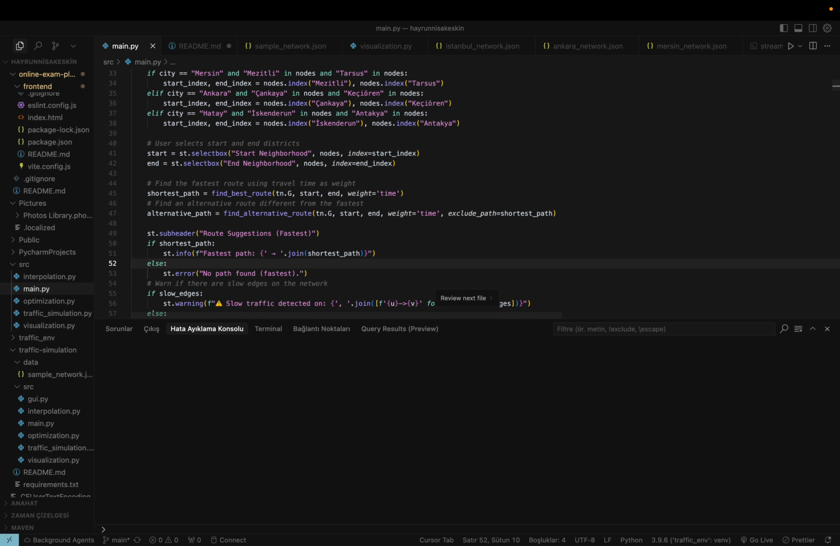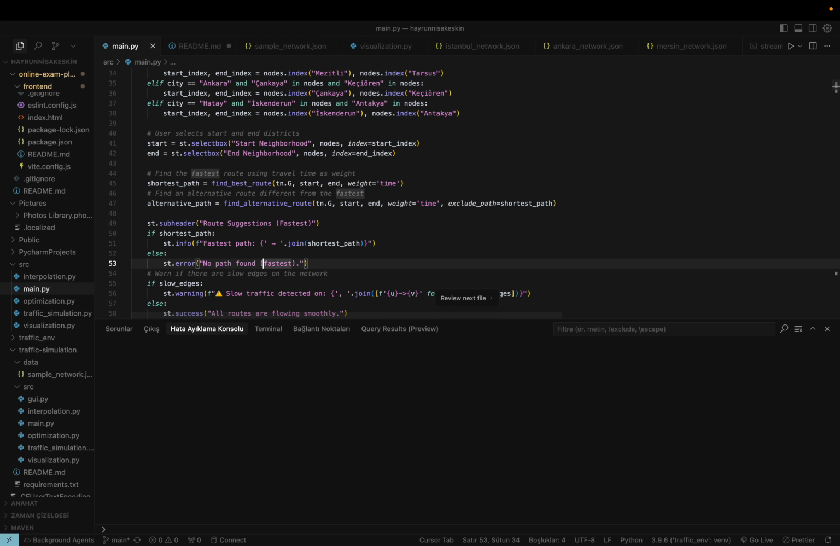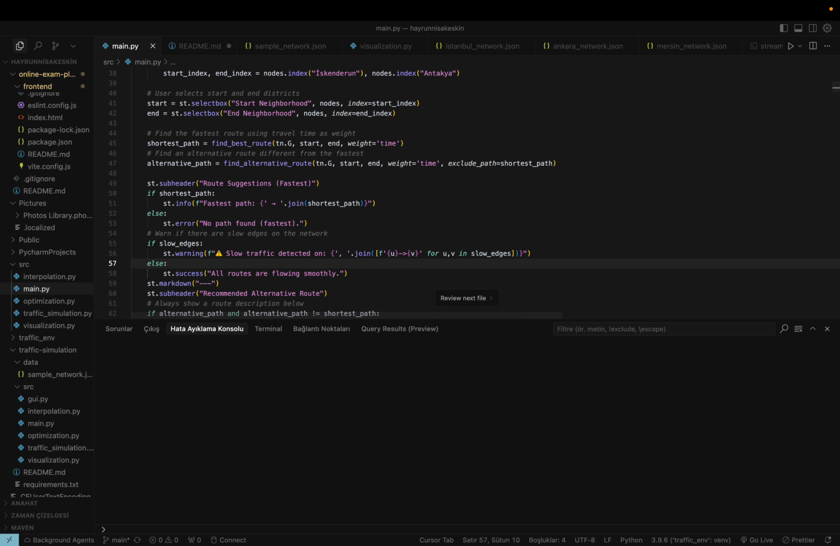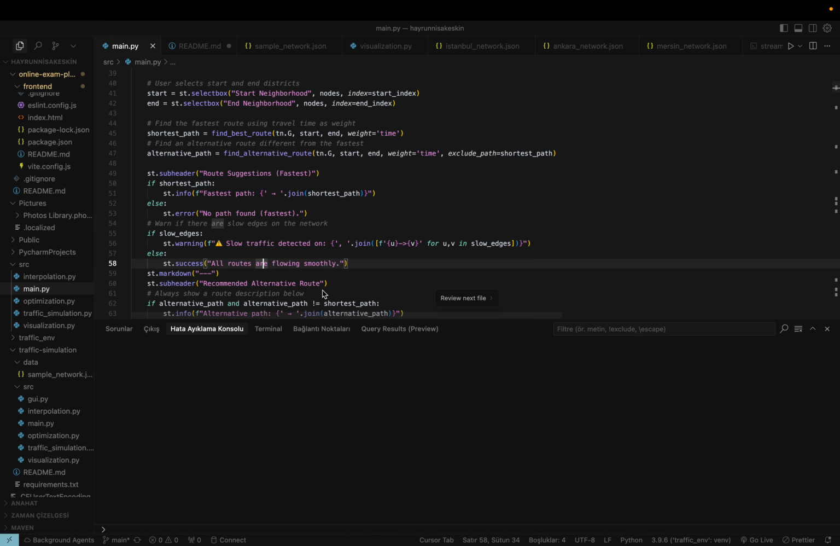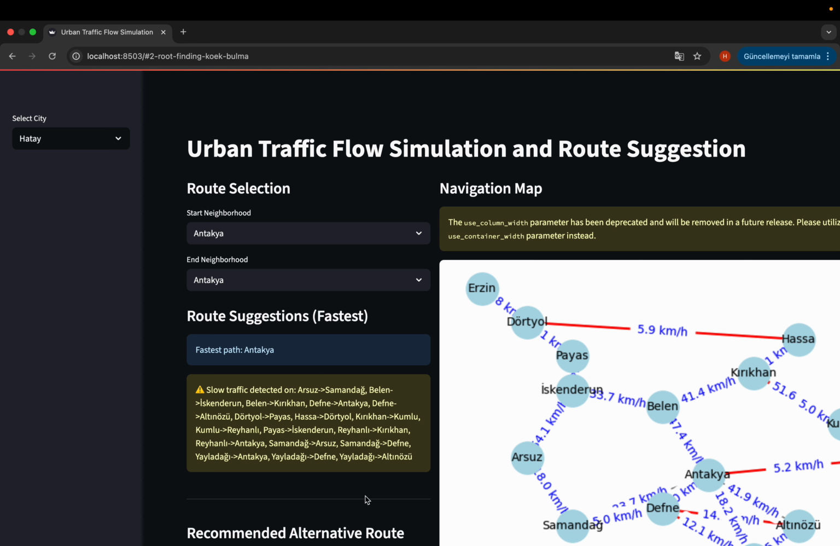Route suggestion: fastest path, or no path found. Slow traffic detected on these edges. Otherwise, all routes are flowing smoothly. Recommended alternative route.